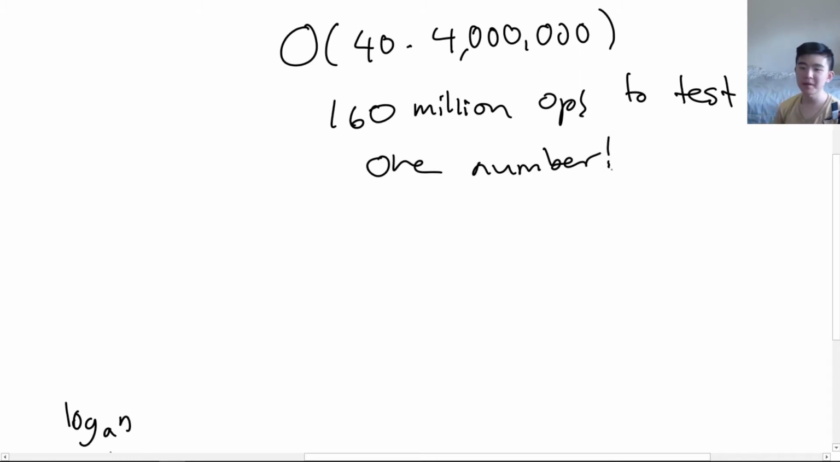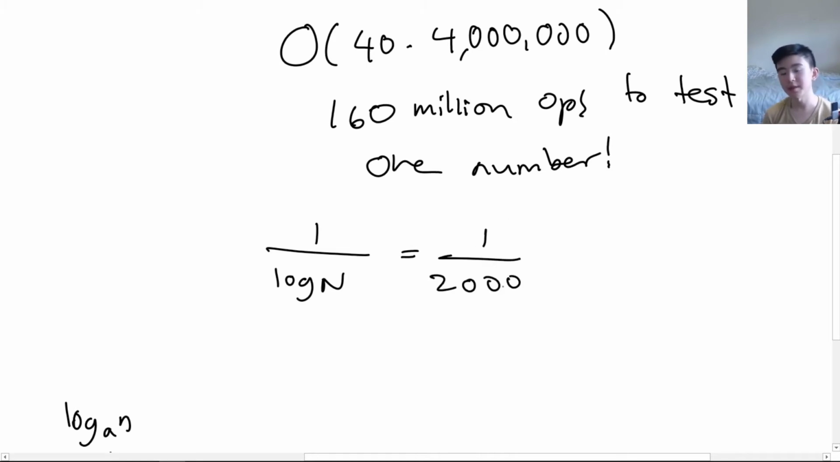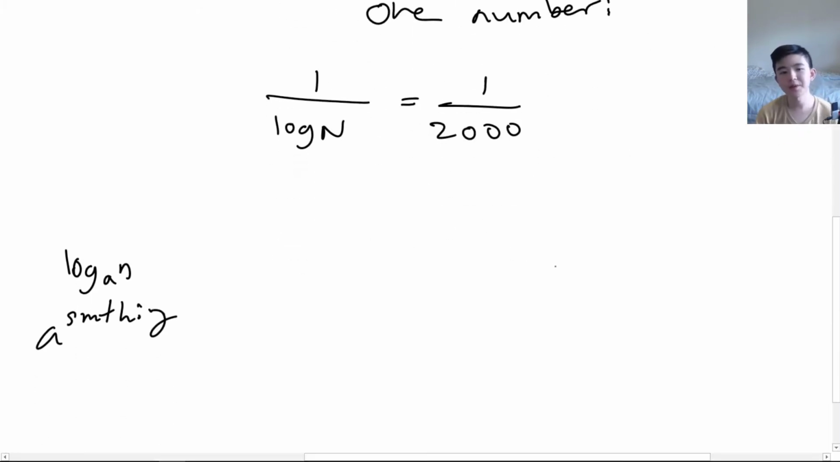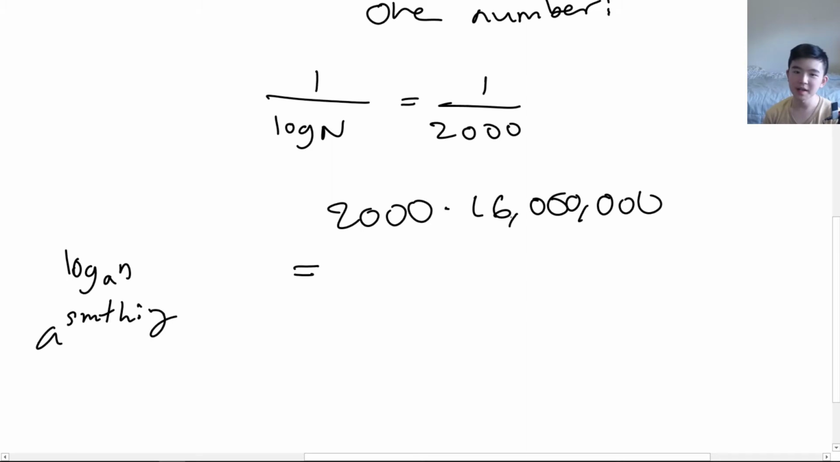And we're not going to hit a prime number on our first try. Remember, we're generating random odd numbers. So the density of prime numbers is 1 over log n. And this is just going to be equal to 1 over 2000, for example, if we're generating a 2000-bit prime. So we have a 1 in 2000 chance of hitting a prime number for each one that we test. So we're going to need to go through 2000 numbers. And for each one, we're going to need 160 million operations. And this is going to be equal to something ridiculous. 320 billion. Okay, that's just impossible.